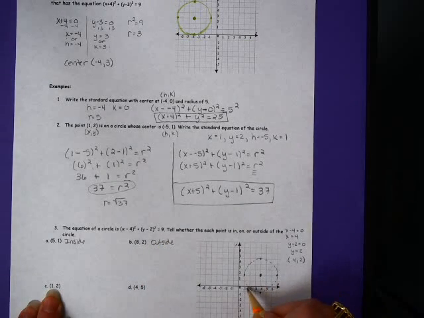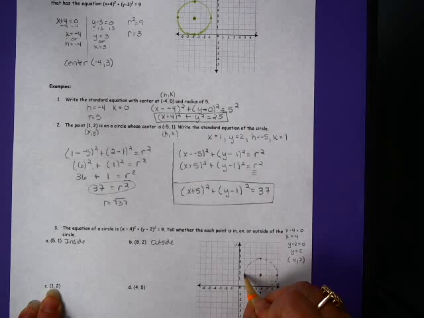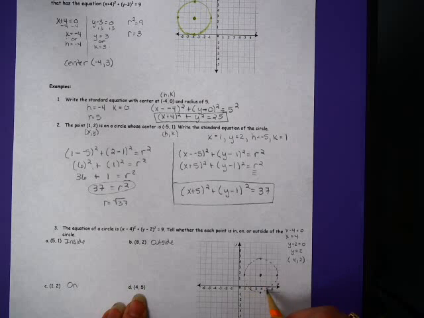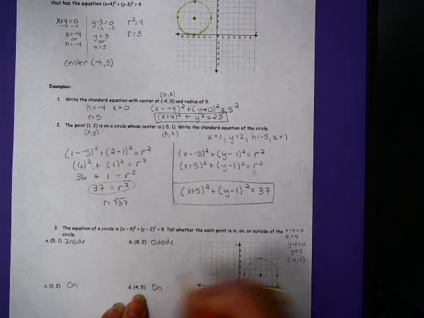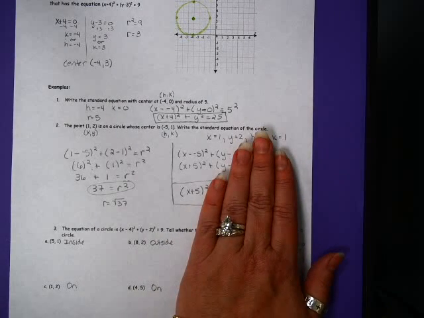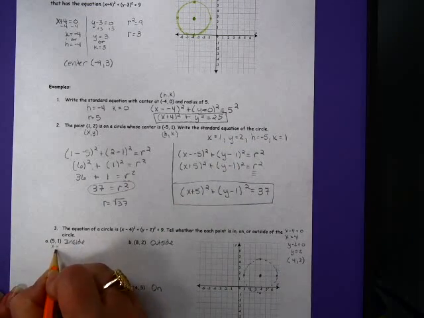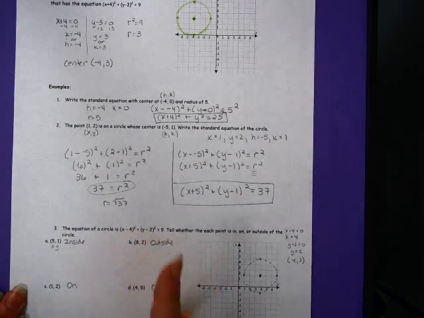This one, 1, 2, that's this point right here, so that's going to be on the circle. And then 4, 5, that's right here, that's this point, that's on the circle. Now, let's say that we didn't have a graph. What would we do then? Well, this is my x and this is my y, so I would just plug it into this equation.